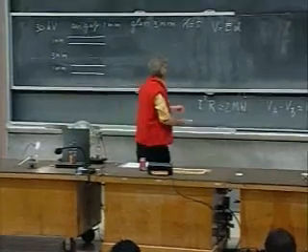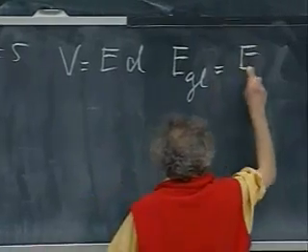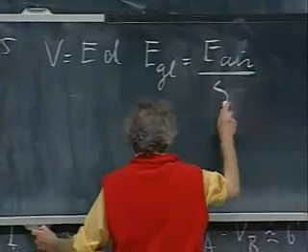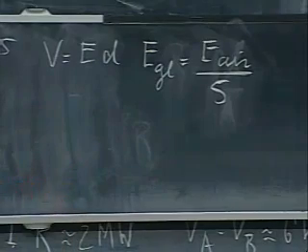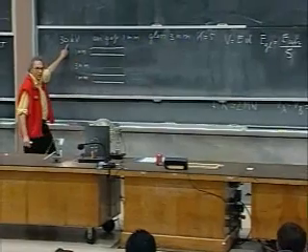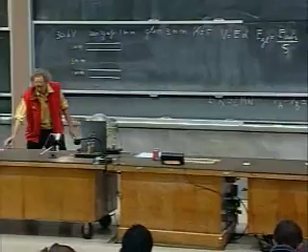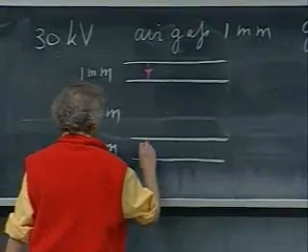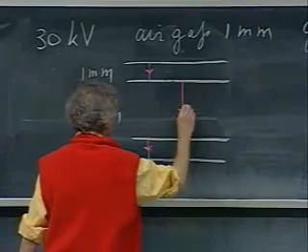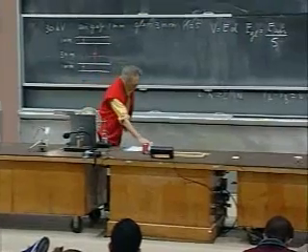I also know that E glass is the same as E in the air divided by that kappa, which is 5. And I know that the total potential difference between here and here must be 30,000 volts. And so this allows me now to calculate in a very straightforward way the electric field here in the air, the electric field here in the air, and the electric field in the glass, because I get a simple equation with one unknown. And that's the following.